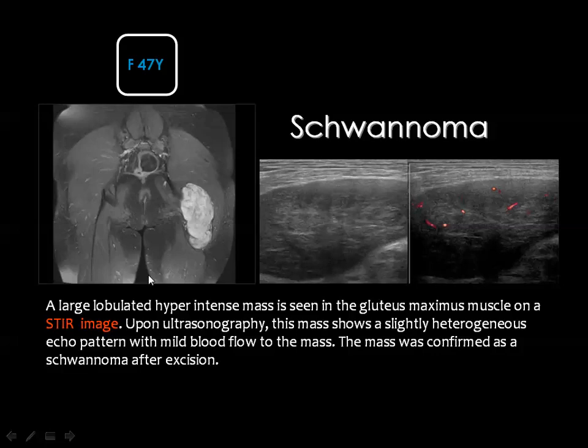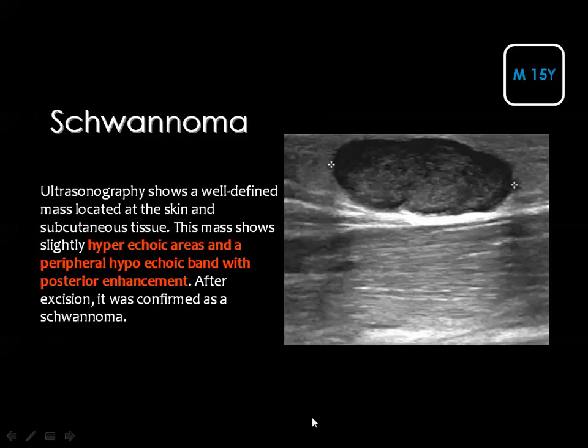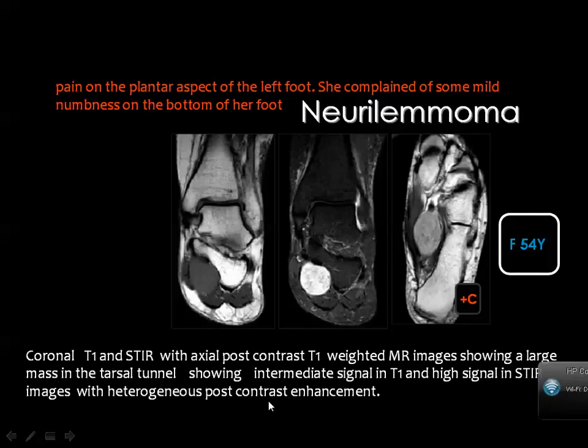By MRI, you see the tumor of bright signal in the STIR image, and in ultrasound, you see a well circumscribed lesion with some vascularity inside on Doppler imaging. And this is a good example of schwannoma. It has hyperechoic and peripheral hypoechoic bands with significant posterior acoustic enhancement.